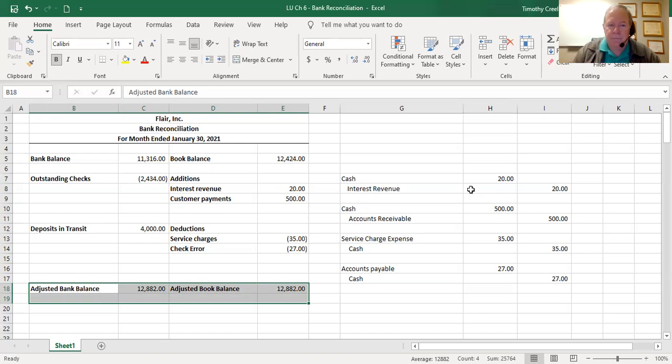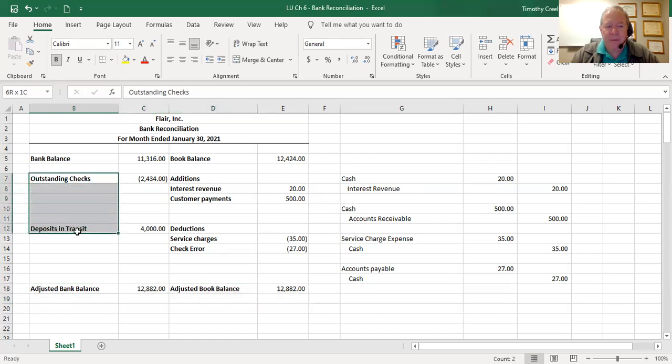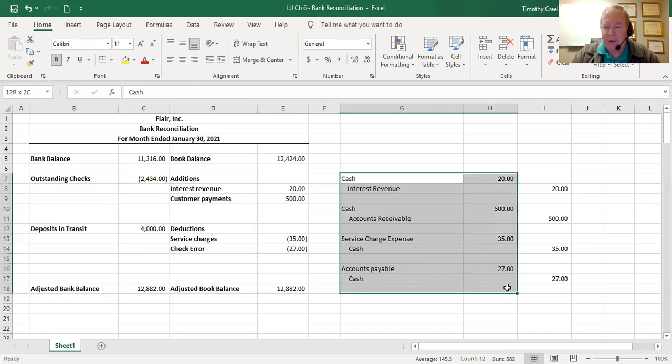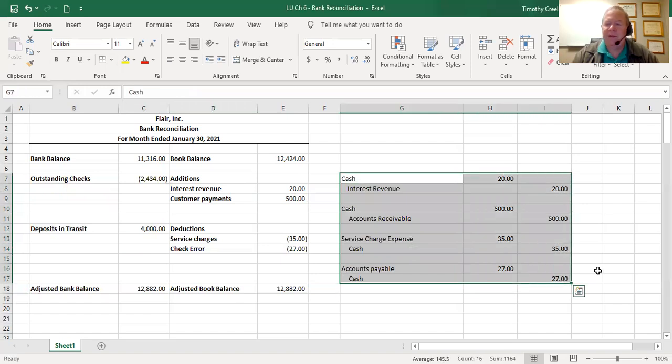Now, one thing to think about here again, like I was saying a minute ago, is that everything on the bank side is a timing difference. There's nothing we have to do with it because it's going to clear the bank in the first few days of the next month. But anything on our side over here, we've got to record a journal entry for.